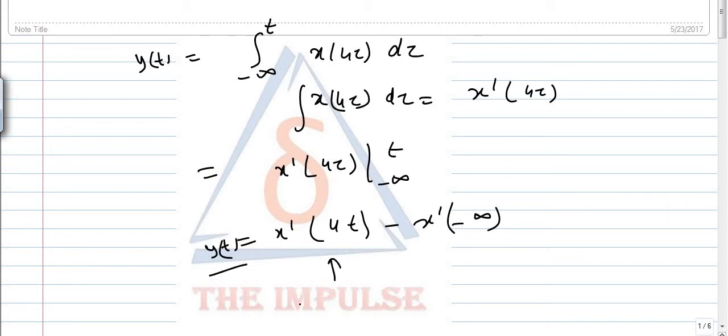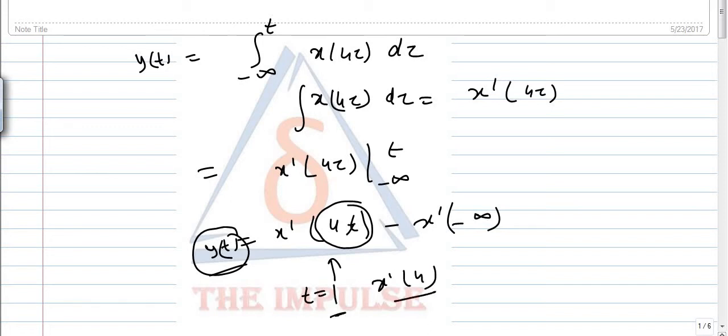So for any present value of time t, my output depends on the future value of input. If t is equal to 1, then x dash will be of 4. So with respect to this present time, this represents the future value of input. So my output depends on the future value of input. So this system is non-causal.